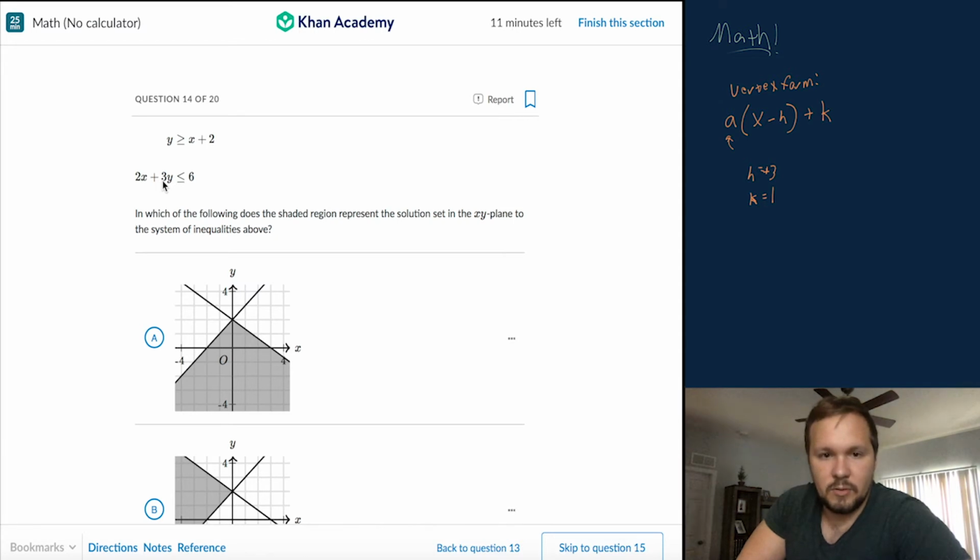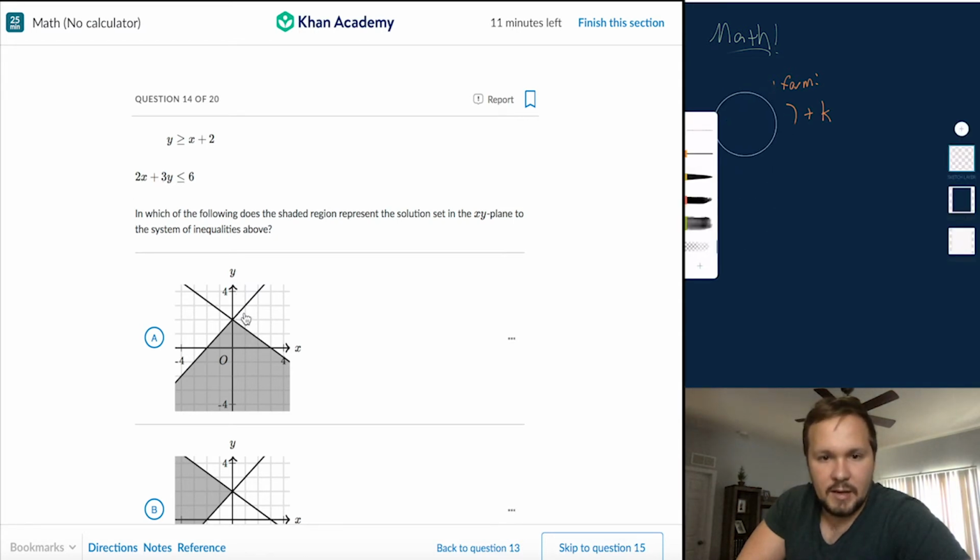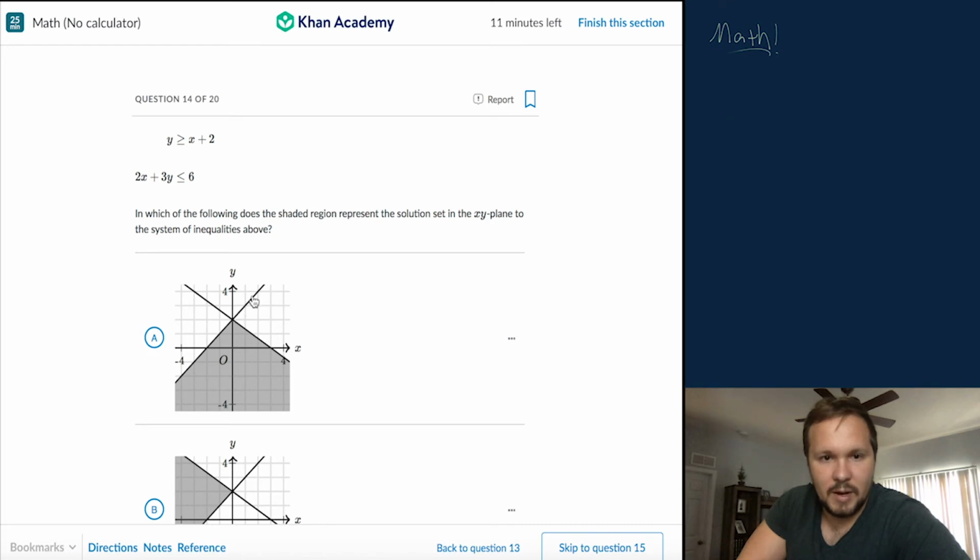All right, so that's going to be this line, right? This line right here, that's the one that's defined by y is greater than or equal to x plus 2. And then 2x plus 3y is less than or equal to 6. Well, let's subtract over that 2x. We'll get 3y is less than or equal to negative 2x plus 6.